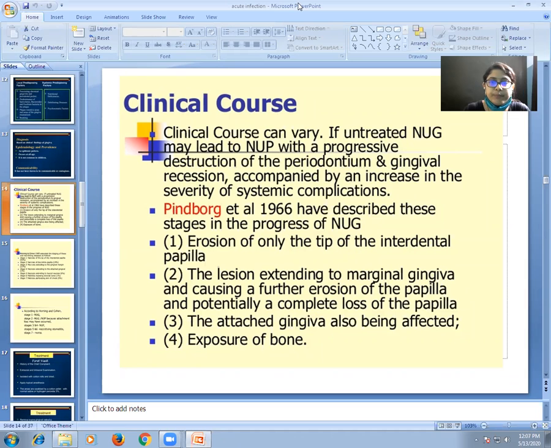So basically, Pindborg et al. divided it into four stages. Stage one is erosion of the tip of the interdental papilla. The second is extension after the interdental papilla to the marginal gingiva and some of the interdental papilla. The third extends to the attached gingiva, and the fourth is exposure of the bone.